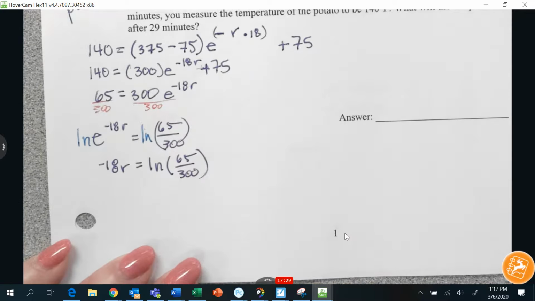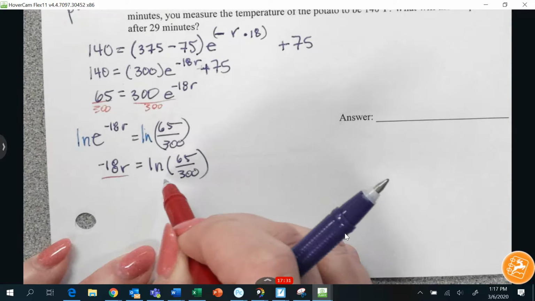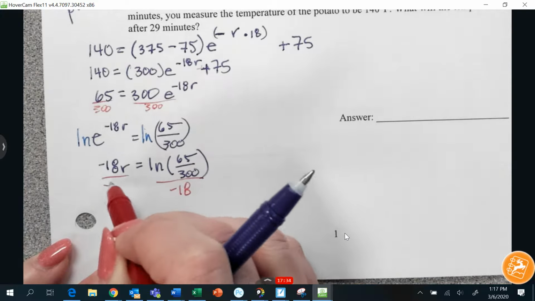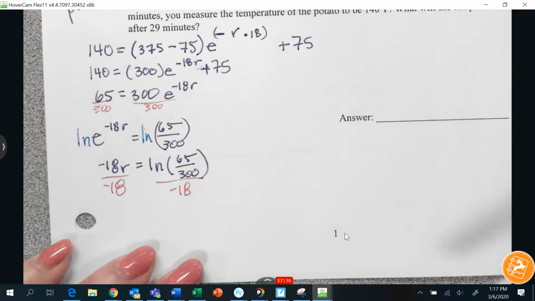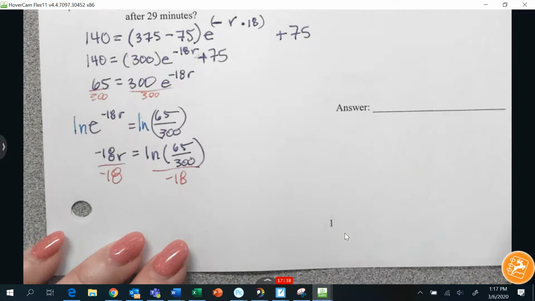Divide by negative 18. Okay. I hear "wait," but then I don't know what I'm waiting for because that person doesn't finish their sentences. It's not me. No, I think it's Katie, but I'm not sure. Okay.